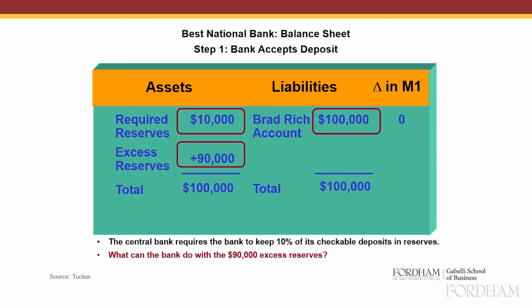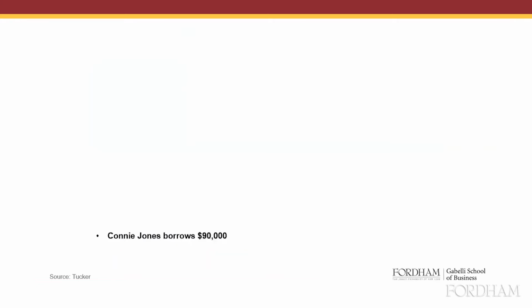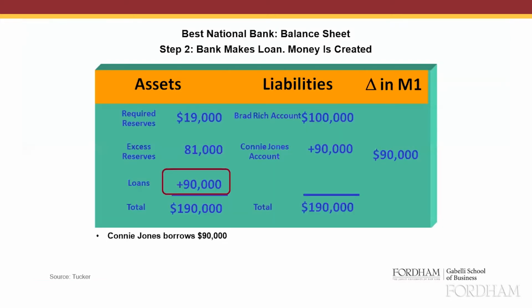So at this point, the bank just sits there and waits for somebody to walk in and say, I want to borrow money. Connie Jones walks in and she wants to borrow money. The bank lends as much as they can, a maximum of $90,000, and Connie Jones borrows the entire $90,000. So these appear as loans, $90,000.